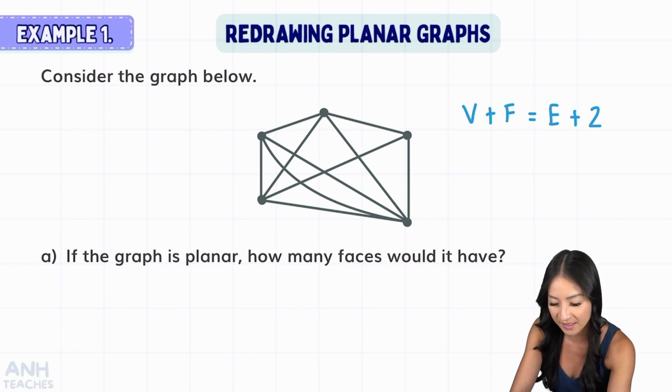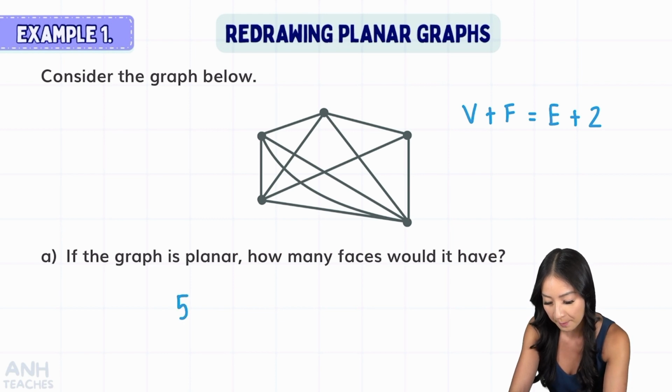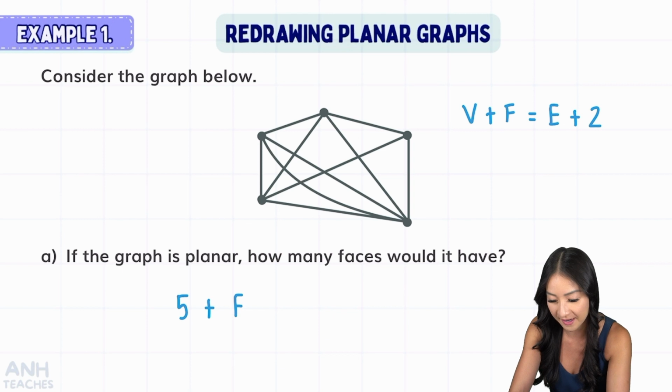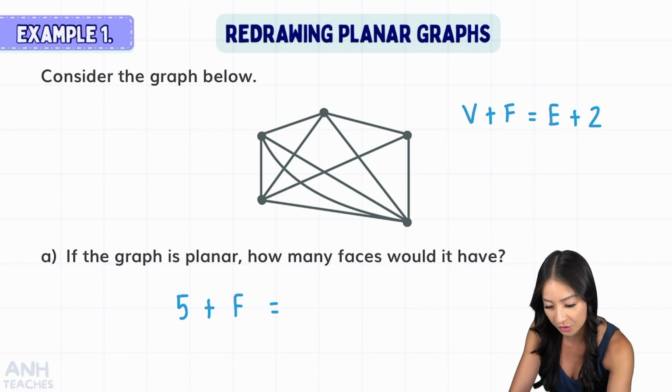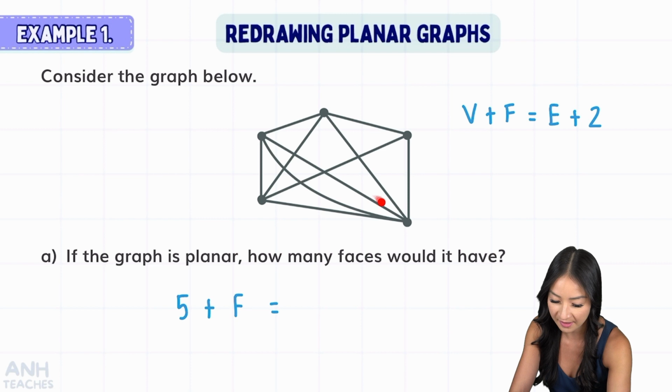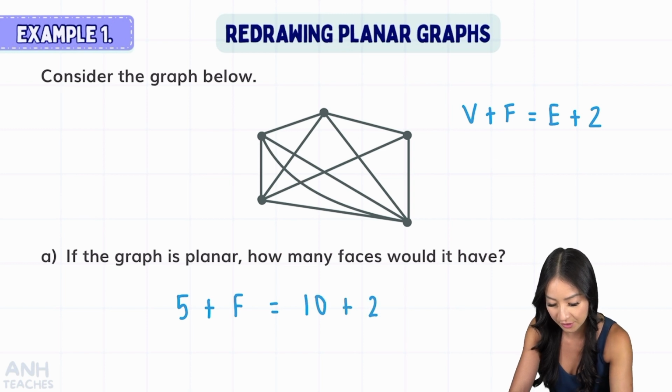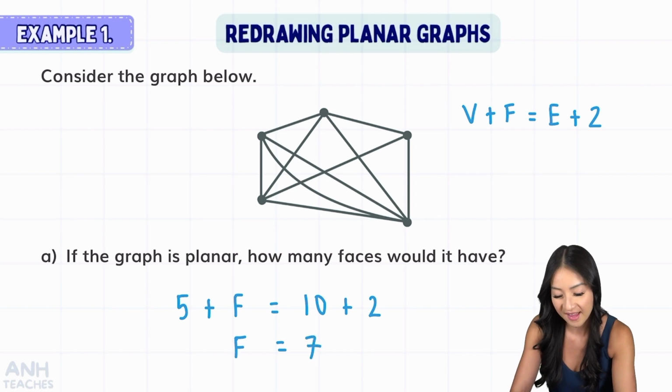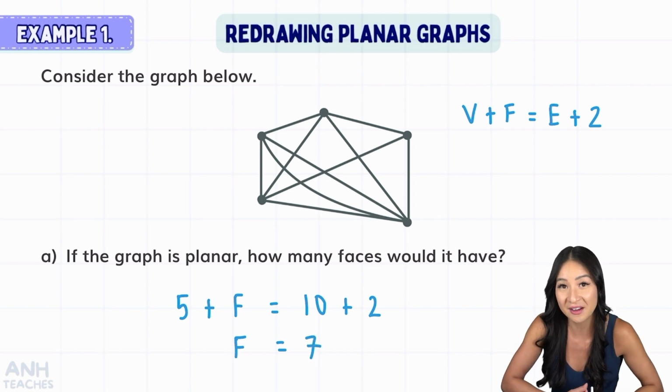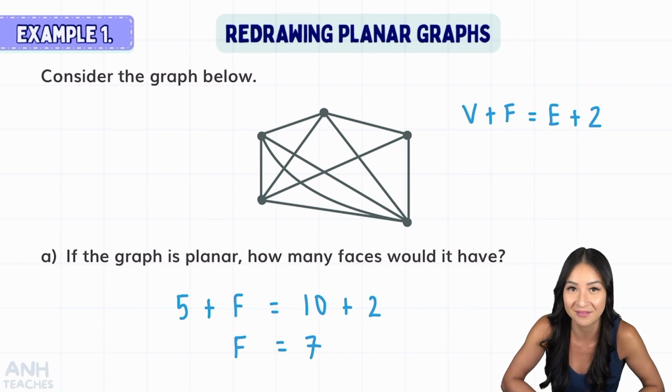So there are 1, 2, 3, 4, 5 vertices in this graph, plus our unknown number of faces is equal to number of edges, 1, 2, 3, 4, 5, 6, 7, 8, 9, 10, plus 2. So that means that F is going to be equal to 7, and that answers our question. If this graph is planar, then it's going to have 7 faces.